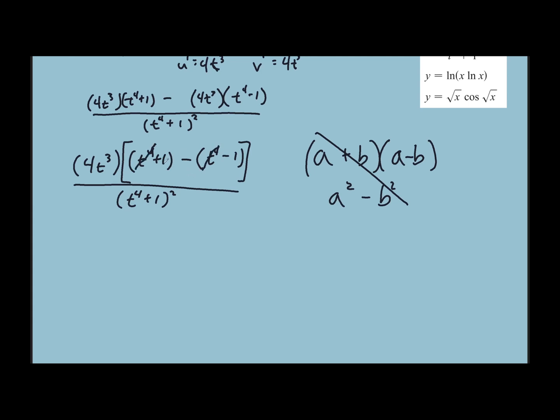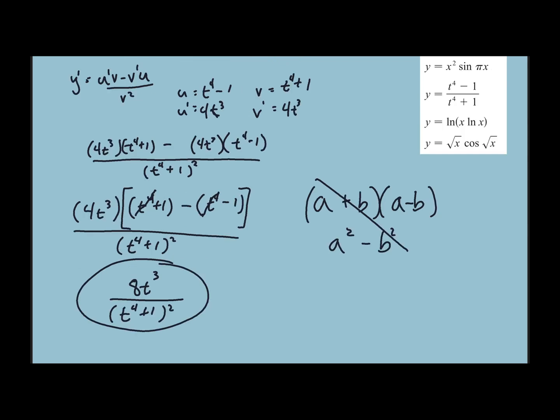It's a minus t to the fourth. And 1 minus negative 1 is a 2. So this is going to become 8t cubed over t to the fourth plus 1 squared. That's our derivative there. That's about as simple as it can get. We are cooking. This is fun.